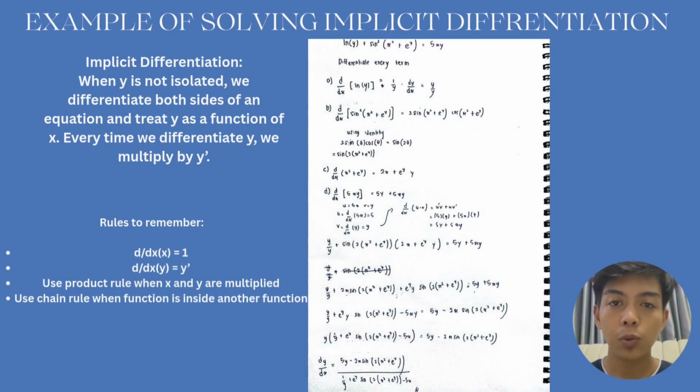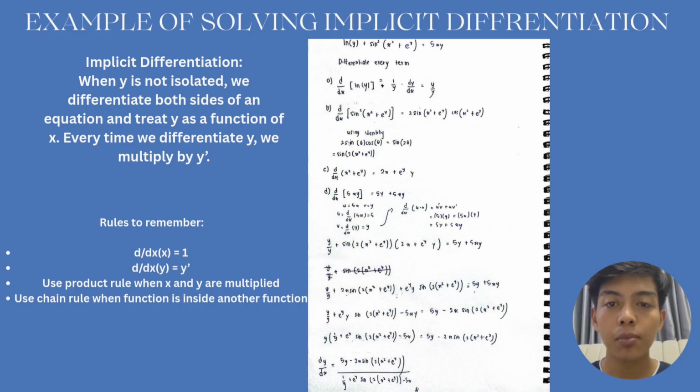So for question 3, we have implicit differentiation. The question is ln y times sin squared of x squared plus e to the power of y equals 5xy. So the first thing we need to do is differentiate all the terms that we have. The first term we have is ln y. We differentiate it and then we will get 1 over y. We multiply it by dy over dx and then we will get y prime over y.